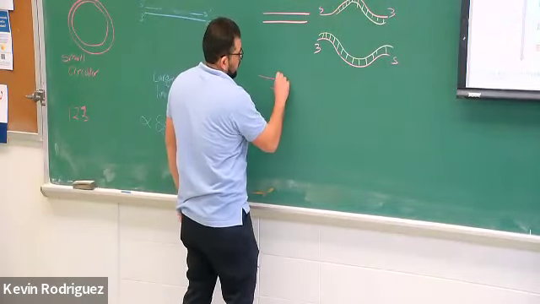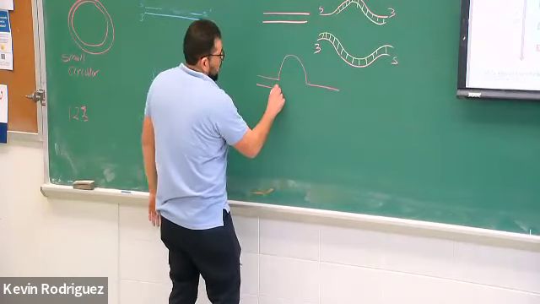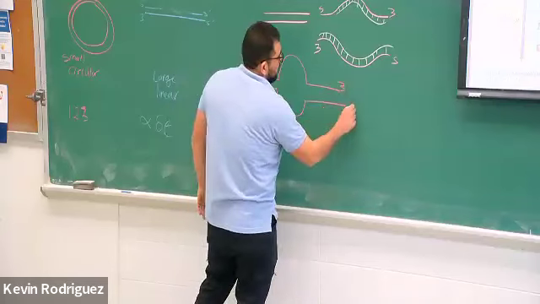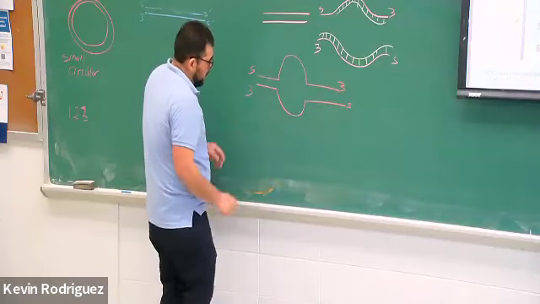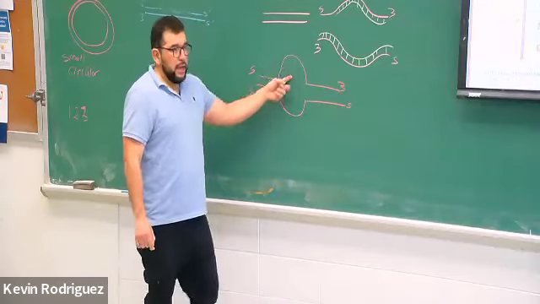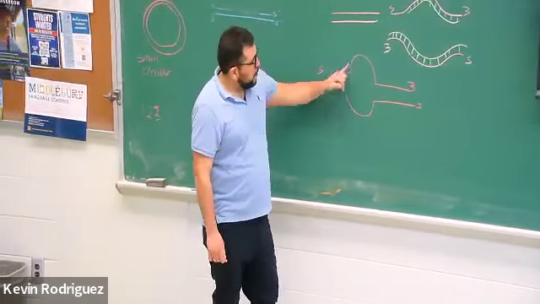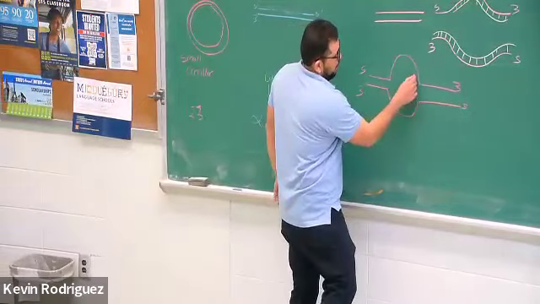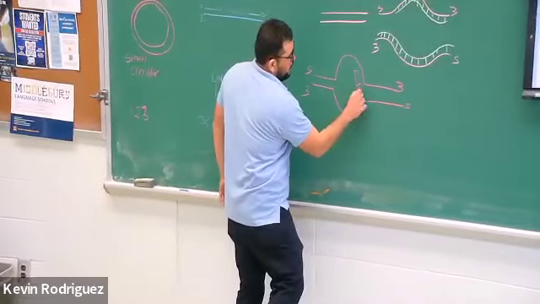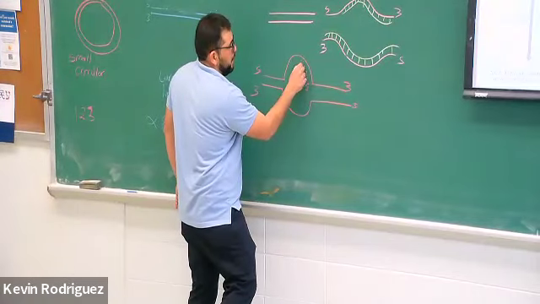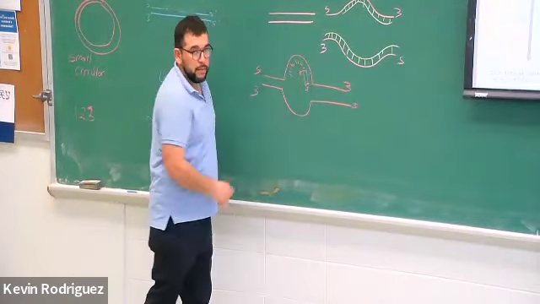Let's go this one more time like this. This one opens up like that. 5', 3', 5', 3', 3'. The strand that you're going to be making in here has to be reverse complement. If this one's 5' to 3' going that way, the primer would be right here, 5' to 3', right? Because we have the 3' open, that means we can keep adding bases to it.